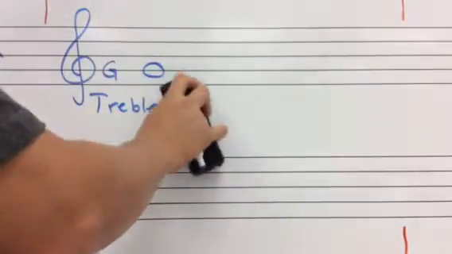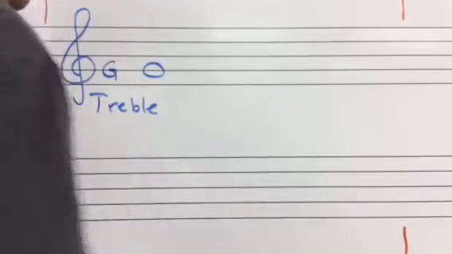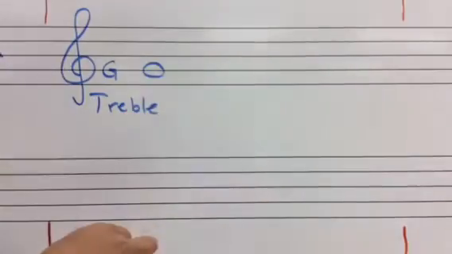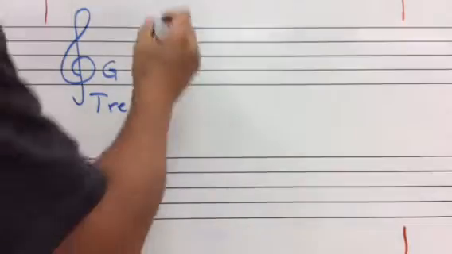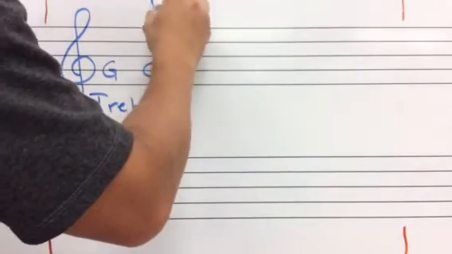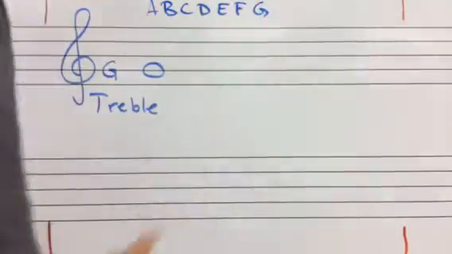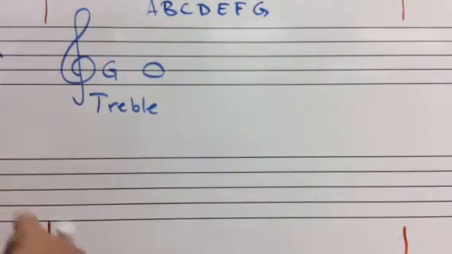Now on this treble or G clef, each of the lines is represented by a letter name. You have a choice of letter names: A, B, C, D, E, F, and G. And then it repeats. It doesn't go any higher than G, it just stays at G.